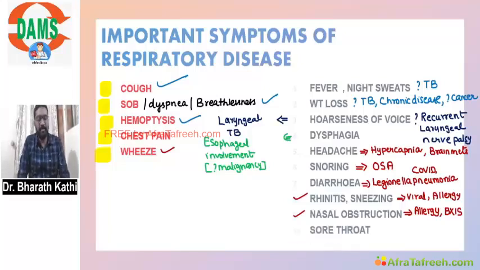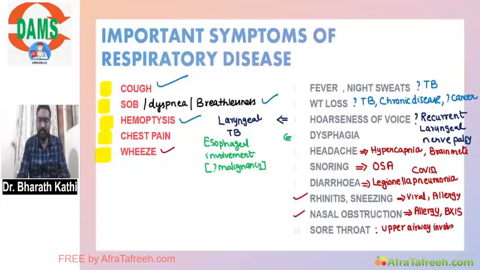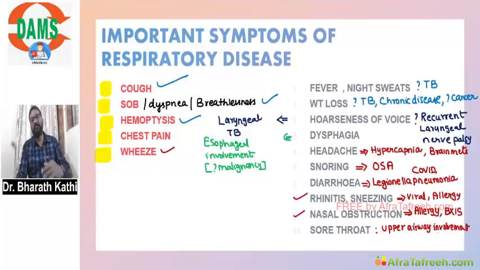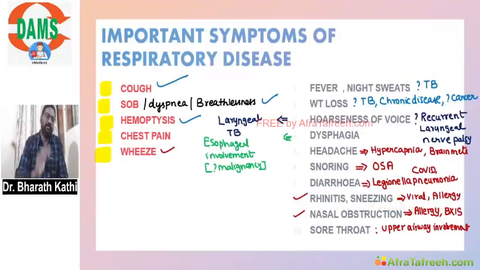Then, is there any sore throat to the patient? Sore throat indicates some upper airway involvement, especially viral infection. So if they mention that there is a sore throat and later fever, shortness of breath, usually viral illness can be a possibility. Now these are the important symptoms that you should take into consideration.